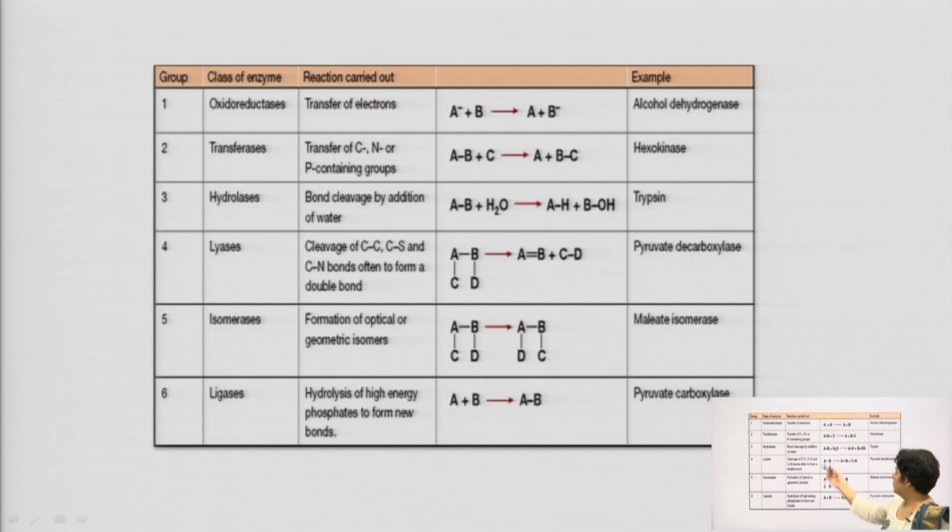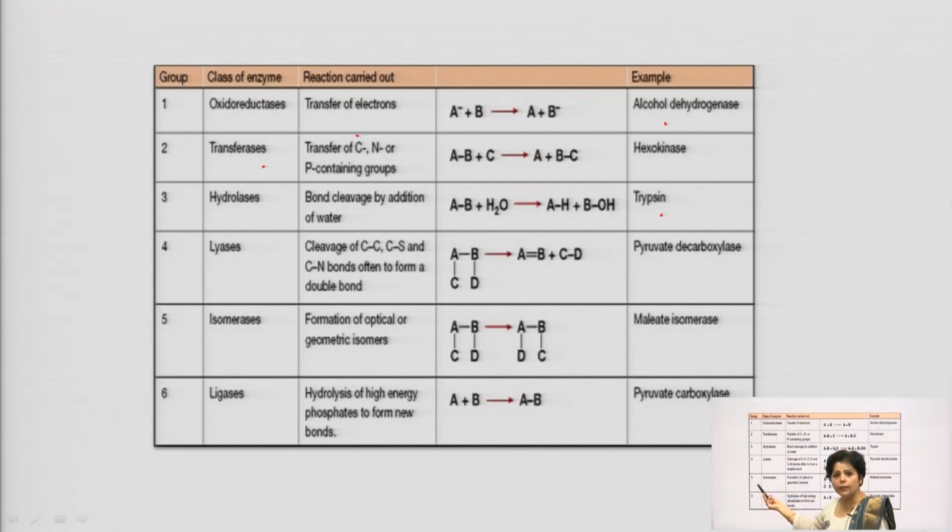These are the summary I have given here. ऑक्सीडोरिडक्टेस काम क्या करता है? इलेक्ट्रॉन ट्रांसफर का. फॉर एग्जाम्पल अल्कोहल डिहाइड्रोजिनेस. ट्रांसफरेज क्या काम करेगा? ट्रांसफर ऑफ द कार्बन, नाइट्रोजन और फॉस्फोरस कंटेनिंग ग्रुप. फॉर एग्जाम्पल हेक्सोकाइनेज. हाइड्रोलेज, बॉन्ड क्लीविंग बाय द एडिशन ऑफ द वाटर. ट्रिप्सिन एग्जाम्पल. Lyase, cleavage of the C-C bond, C-S bond or C-N bond often to form a double bond. For an example we have pyruvate decarboxylase.